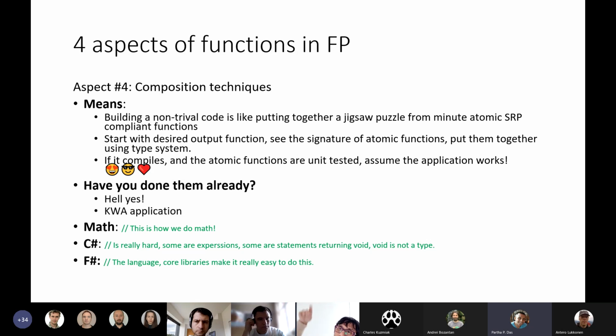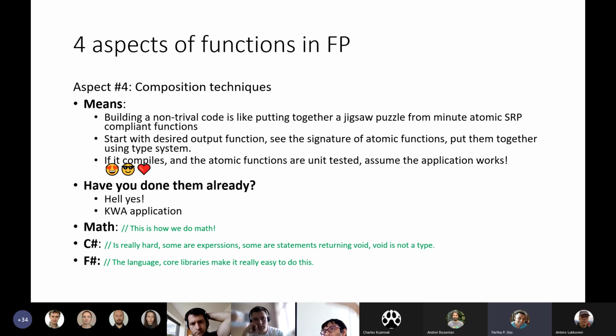If you do the first three aspects well, the fourth aspect becomes very easy, right? After that, how do you build your code? A non-trivial piece of code is like putting together a jigsaw puzzle. In a normal jigsaw puzzle, you have shapes that fit with each other. For functional programming, it's essentially the function signature: how do you morph the output of your function signature so that it fits into the input of the next signature? That's essentially the goal in FP, right?